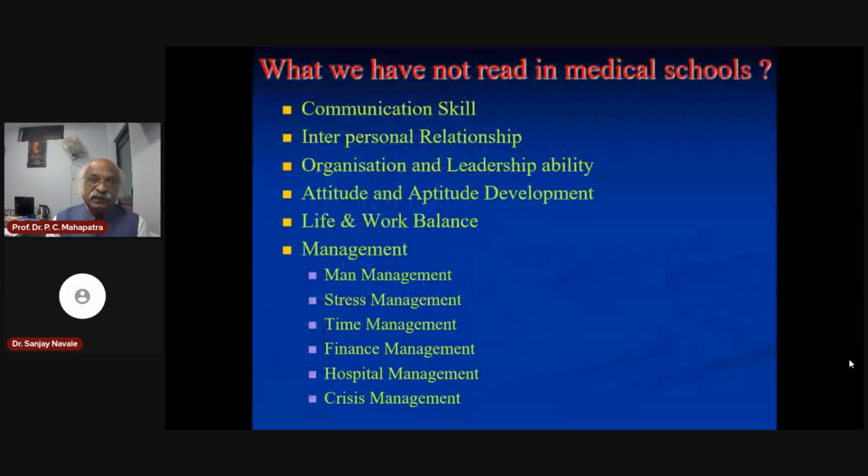Interpersonal relationship, because you alone cannot do it. It's teamwork in many cases. You have to enter the practice with teamwork, so interpersonal relationship is important. How to build that up? Organizational and leadership ability: you may head an organization, a big hospital. So you must acquire some capability as a leader. Your attitude and aptitude development should be there for that.